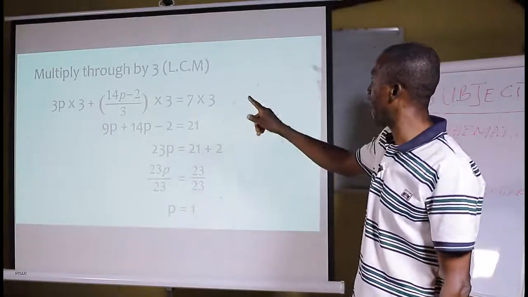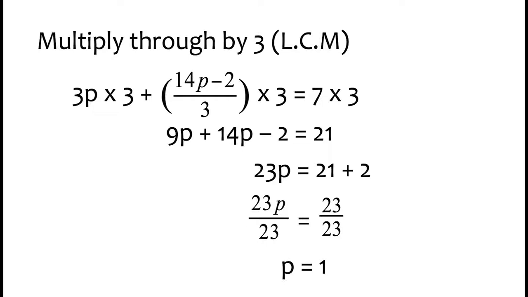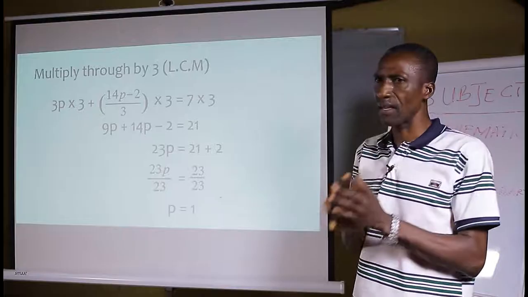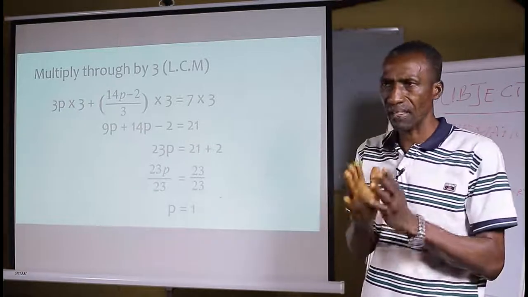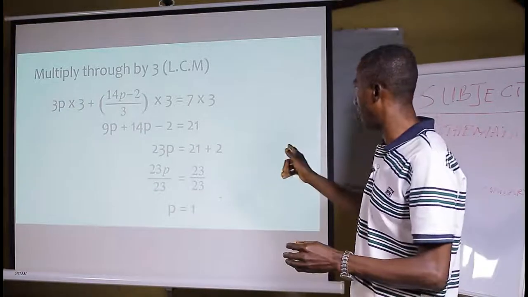So I multiply through by 3. That means each term times 3. So 3p times 3 plus 14p minus 2 over 3 also times 3 equals 7 times 3. 3p times 3, the answer is 9p.